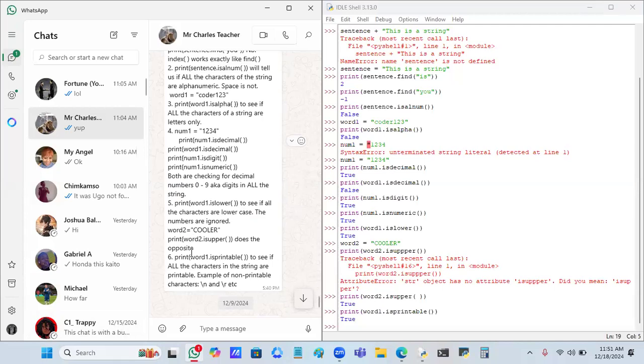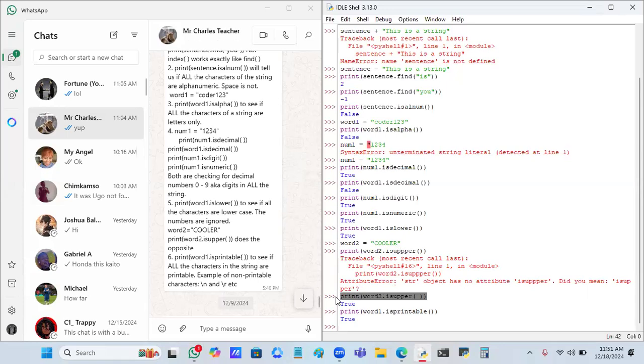Why did it give you an error there? I put 3 P's, so there's no method like that. I copied and pasted because I didn't see that I put 3 P's. Okay.